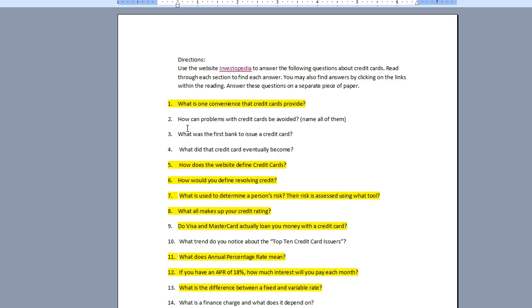But as you see, I have some of them highlighted, and it's taken forever to open up, as I expected. I'm not saying that only the ones I highlighted are important, but those are some ones you're definitely going to want to know. You're going to want to know the convenience that credit cards provide. That would be kind of like an advantage. You want to look at what the definition of a credit card is. Hey, that's important too. How would you define revolving credit? Revolving credit's one of your vocab words, so definitely know that. Credit rating. Who actually gives you a loan? All of these are important.